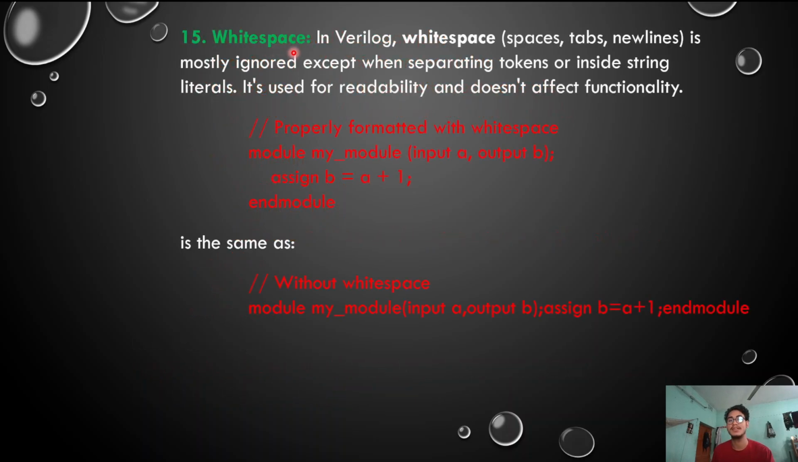Next one is white space. In Verilog, white space such as spaces, tabs, new lines is mostly ignored. It is used for readability and doesn't affect functionality. Here we write a code in 2 different ways. First one is written using white space. Second one is written without white space. The difference between the 2 codes is the first one is more readable than the second one, but the functionality of these 2 codes is the same.